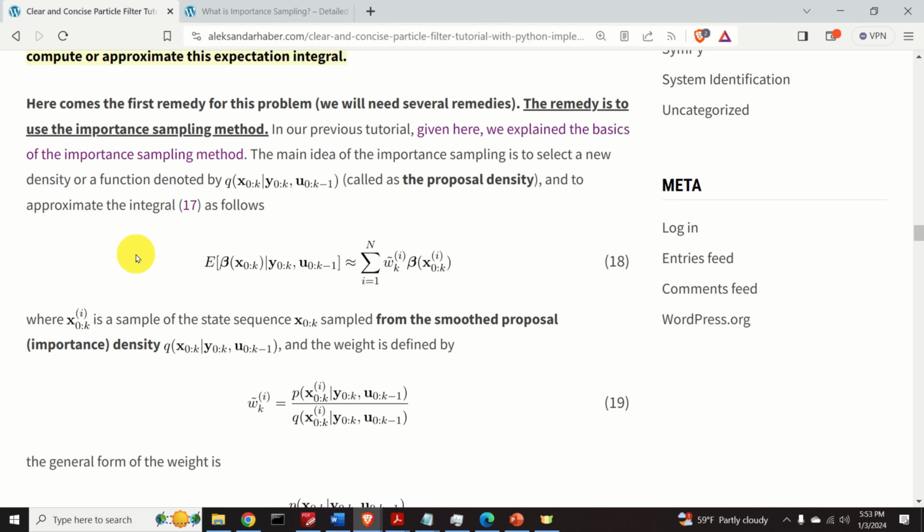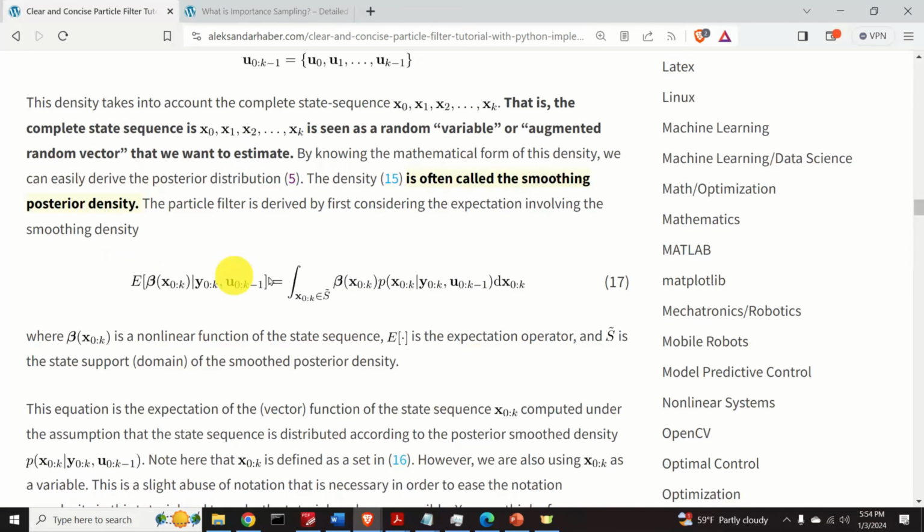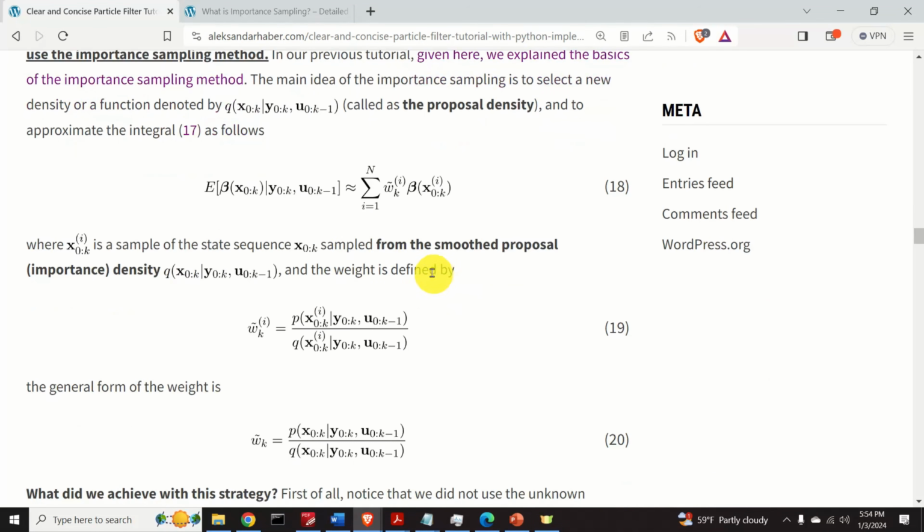The main idea of importance sampling is to select a new density or a function that's usually denoted like this. This function is called the proposal density or the importance density, and it is used to approximate our original expectation integral, given by this equation, as a finite sum given over here.